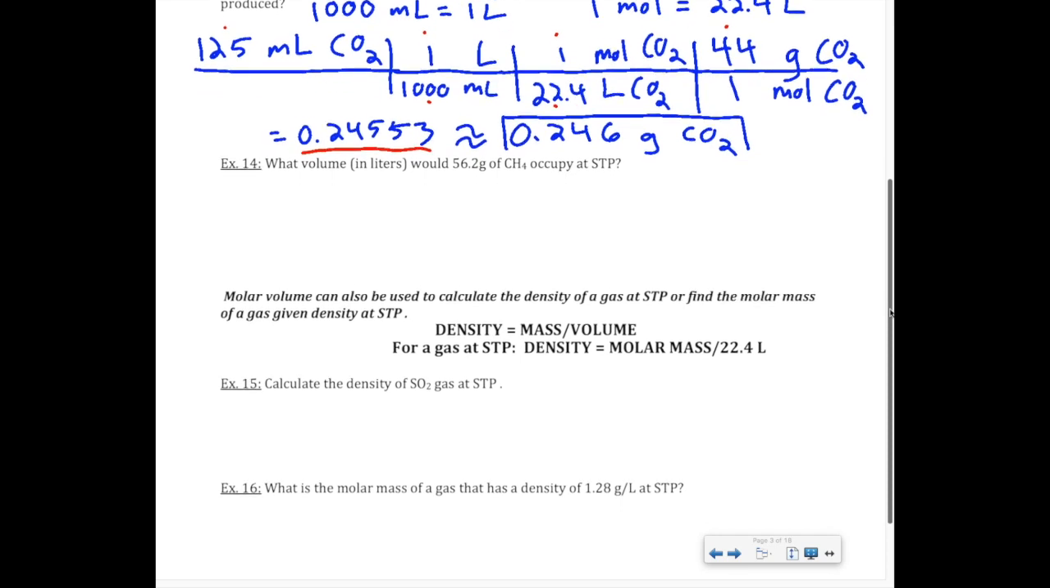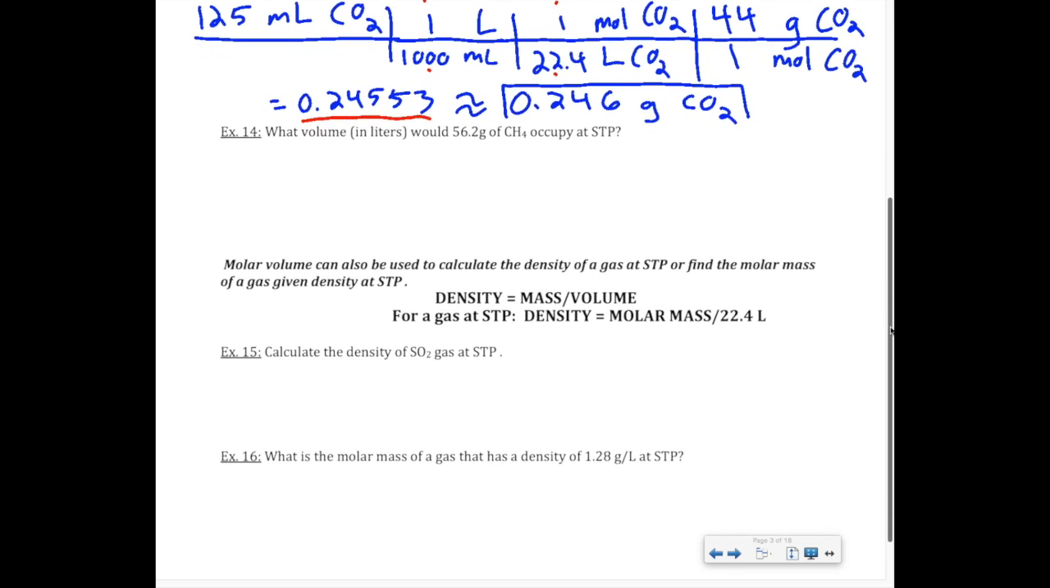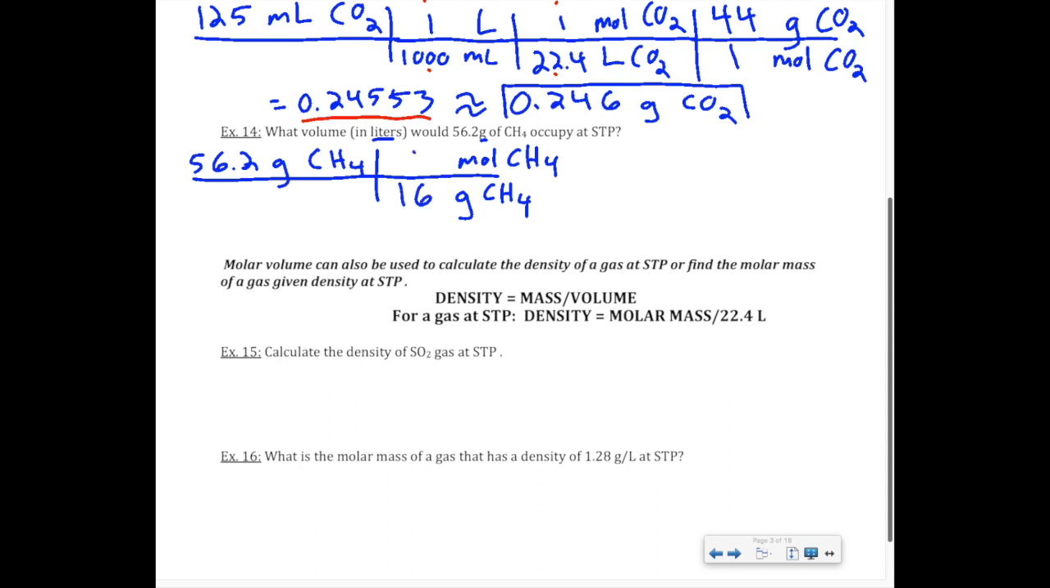So example number 14 says, what volume in liters would 56.2 grams of CH4 occupy? So I need to first change grams to moles, and then I'll just change moles to liters. That's really what I'm going to do. So I'll take 56.2 grams of CH4, and I need to convert grams to moles of CH4, and the molar mass of CH4 is going to be 16 grams per 1 mole. Found that from the periodic table.